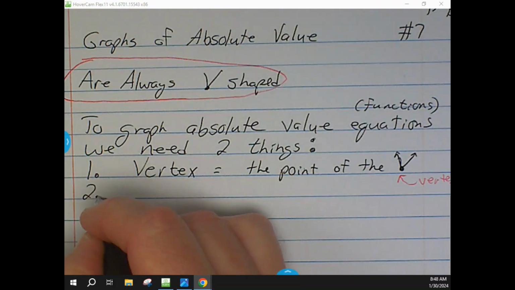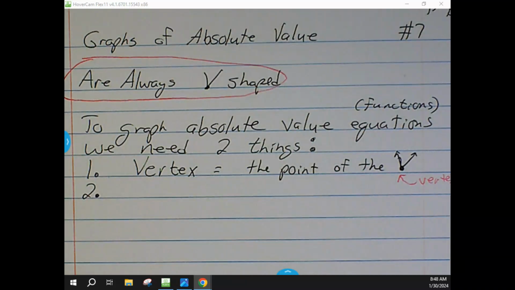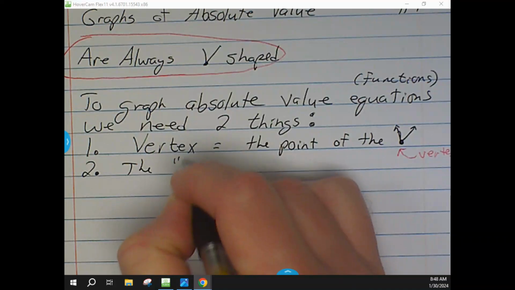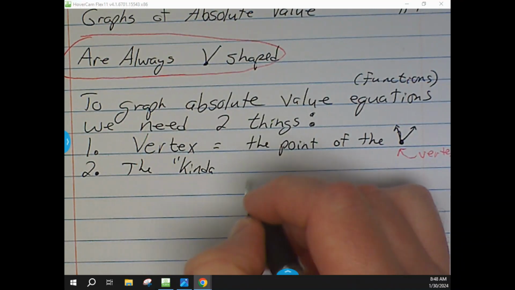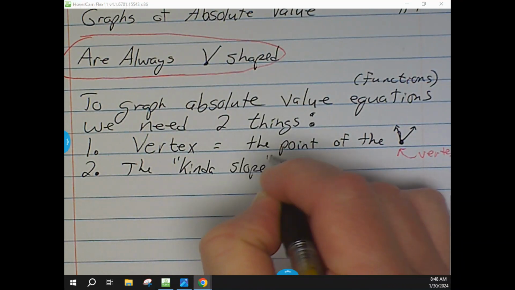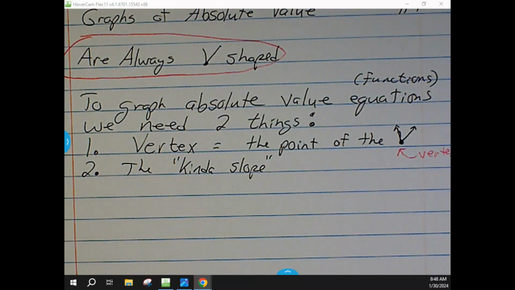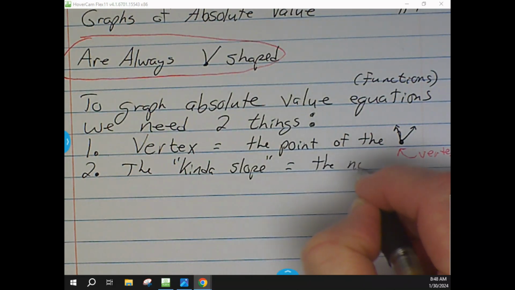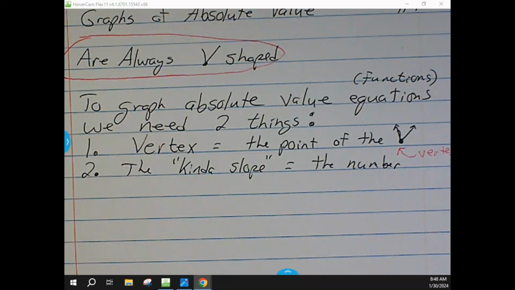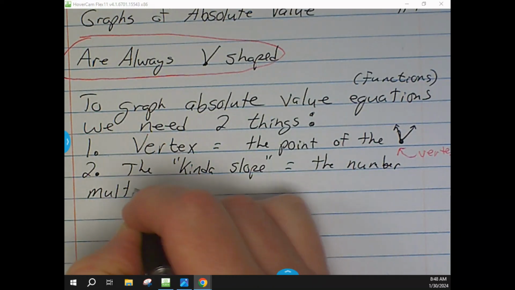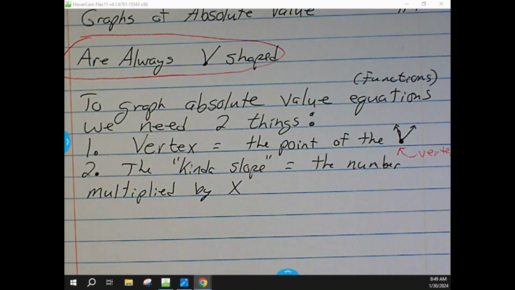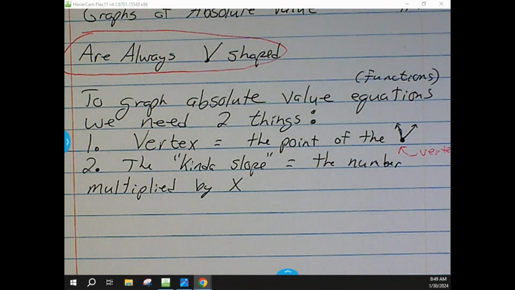All right, the second thing is important, but probably not quite as important as the part up here, but you still have to have it for this one. We talked a little bit about it yesterday. It's not really slope, but it's kind of like slope. And this is not anything you'll see in a book anywhere. They won't talk about the kind of slope. That's a me thing to talk about in this case, because the kind of slope is the number multiplied by x.